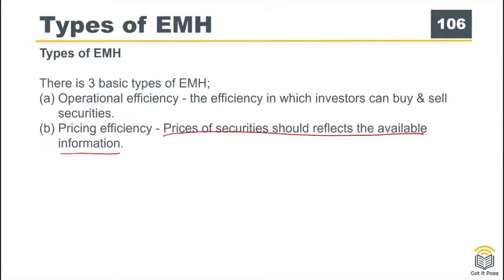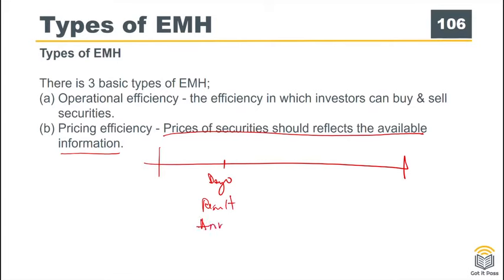And next is pricing efficiency. It means the prices of securities should reflect the available information. So when all information is released to the market, the price will reflect it. Say here is day 0. For example, it's the results announcement. And the share price, maybe like this.